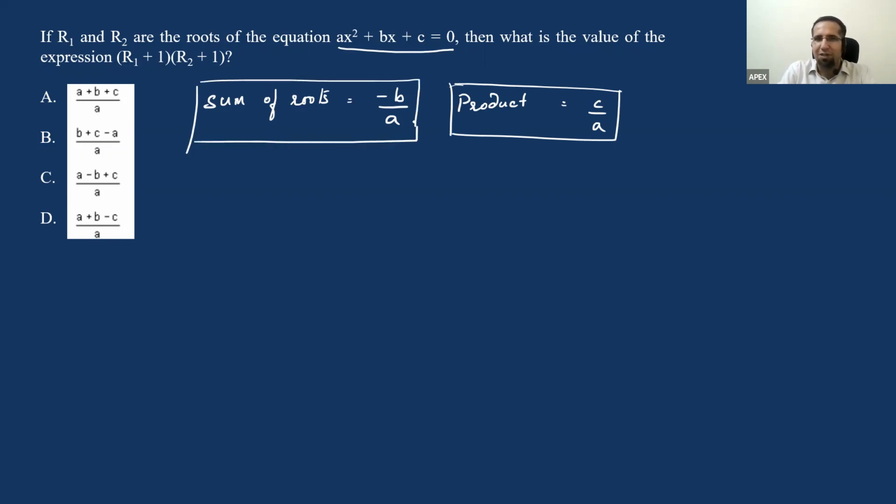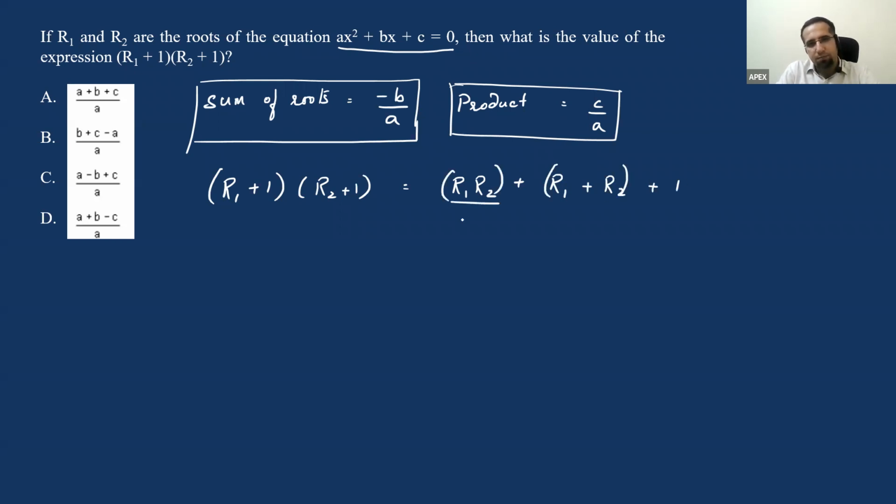Now, the question is asking a simple thing here. If R1 and R2 are the roots, find the value of R1 plus 1 into R2 plus 1. So if I simplify this, this becomes R1 R2 plus I have an R1 plus I have an R2 and plus we will have 1. So this is nothing but the product of the roots. And this is nothing but the sum of the roots. And this is nothing but 1 here.